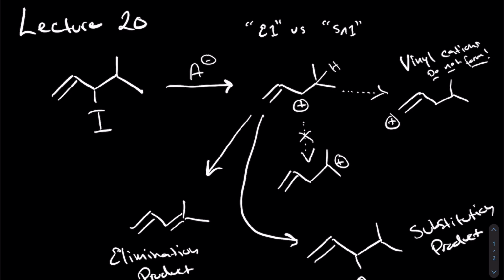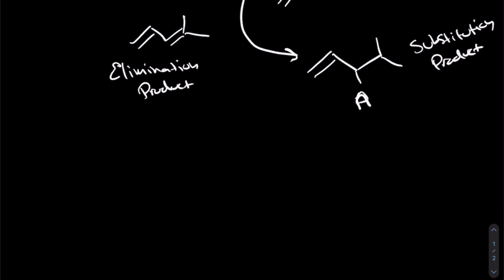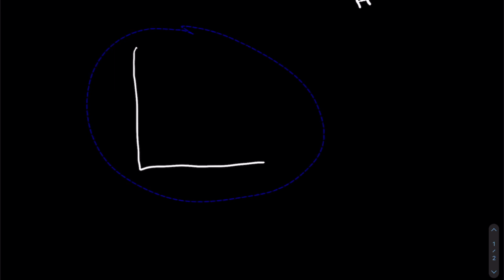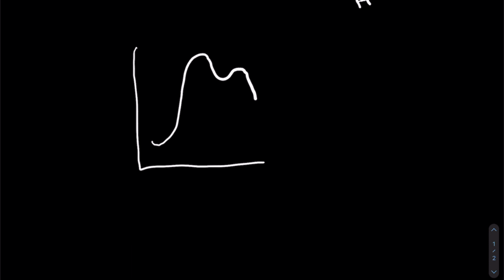An important point of E1 versus SN1 is that if you look at the energy diagrams of both of these reactions, they will be the same. In an E1 or an SN1 reaction, we always have this initial rate limiting step, and then we have some smaller component here. The non-rate limiting step doesn't influence the rate of the reaction.